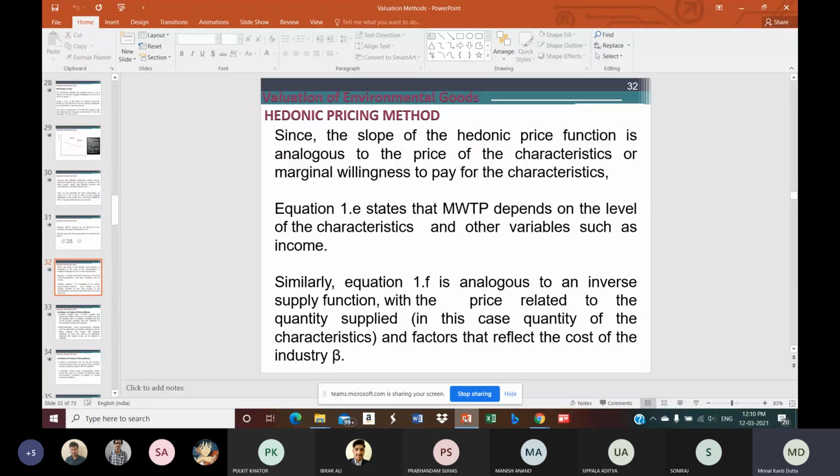So we try to find it out there. Instead of going for a contingent valuation approach where people will be expressing their statements or willingness, here we are trying to observe the actual behavior of the people in the field.